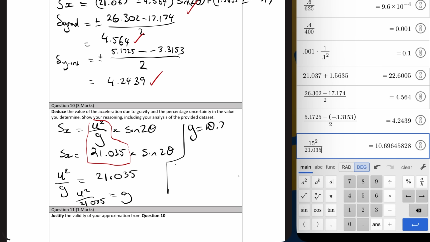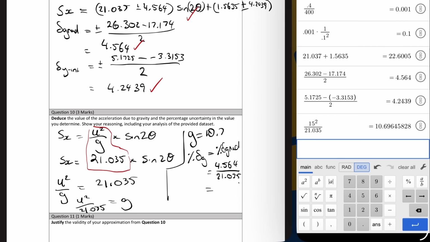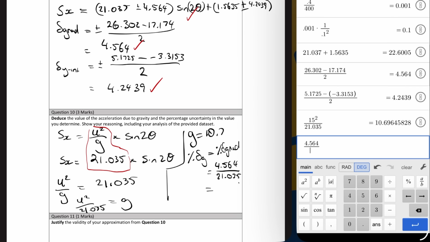Now my uncertainty in g, or my percentage uncertainty in g, is just equal to my percentage uncertainty in the gradient, which is 4.564, which is my uncertainty in the gradient, divided by my gradient for my line of best fit, 21.035. Over on my calculator again, 4.564 divided by 21.035, which is about 22%. So I can say that g is 10.7 plus or minus 22%.